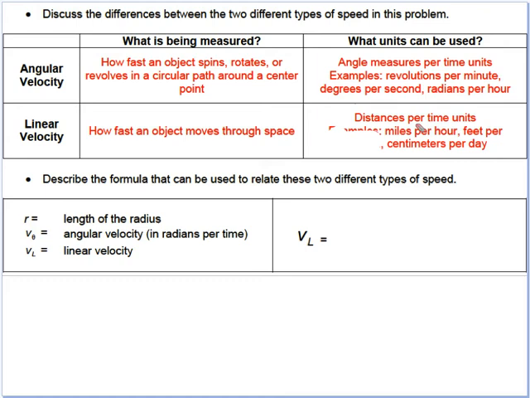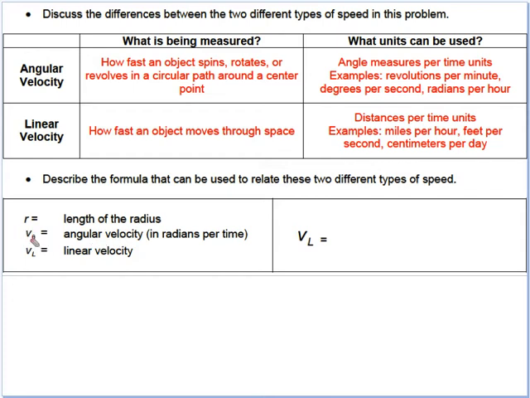If you have linear velocity, you're looking at distance per unit of time. If it's a car, it may be miles per hour. If you have a racer, it could be feet per second. A turtle may move feet per second, though I don't know if a turtle moves that fast. Inchworms, or how fast something grows, may be centimeters per day.